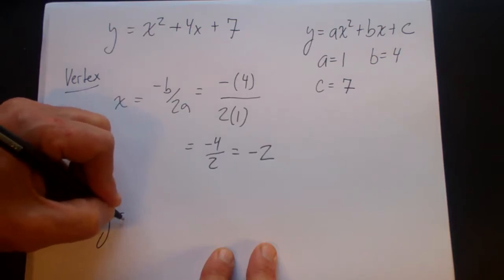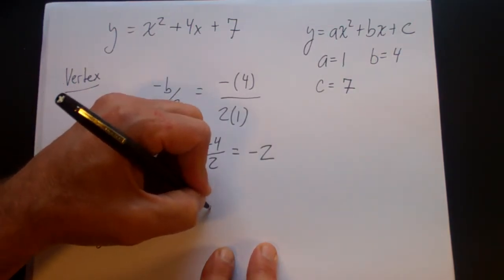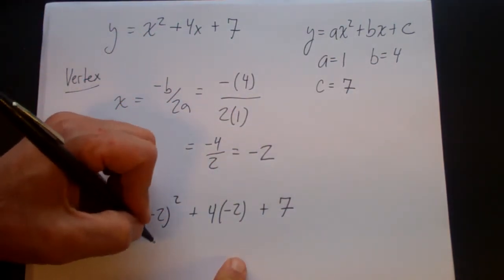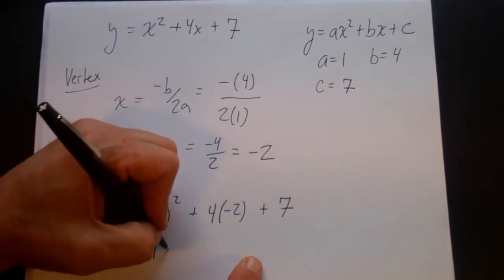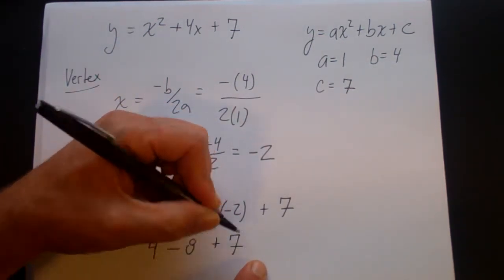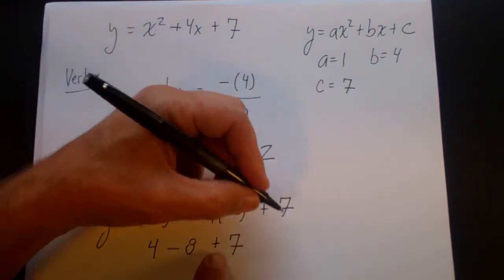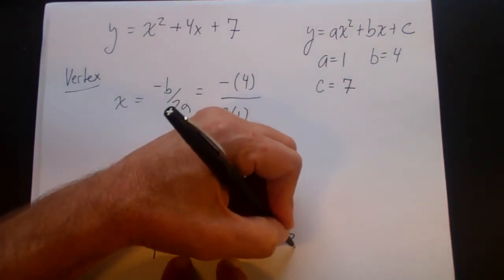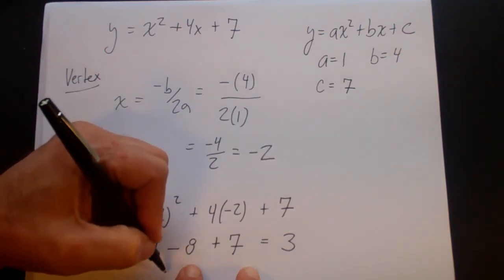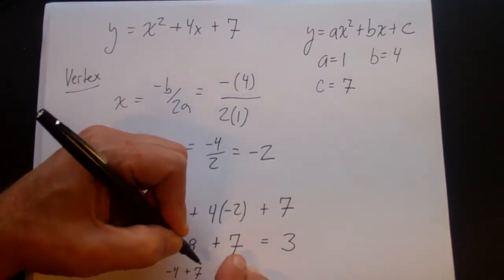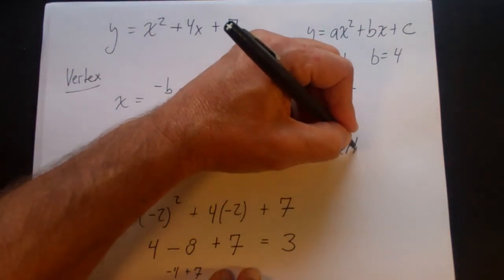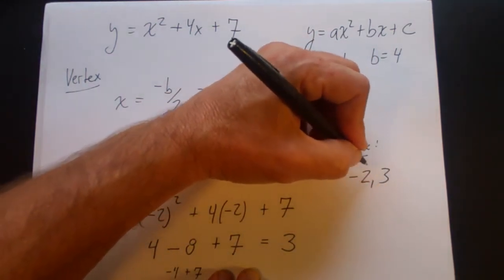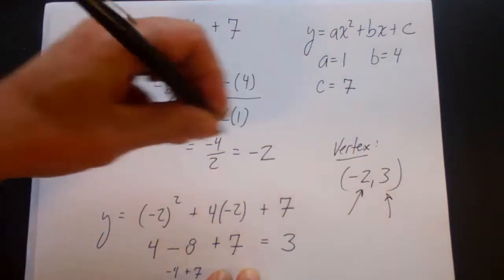To find y, you take the x value of the vertex and you plug it into the original problem. So you'll have y is equal to negative 2 squared plus 4 times a negative 2 plus 7. And now you just evaluate this. A negative 2 squared is going to be a 4. 4 times negative 2 is a minus 8 plus 7. That's 4 minus 8, positive 7 is going to be 3. Let's make sure I did that right. 4 minus 8 is minus 4. A positive 7 will be 3, so that's correct. So the vertex in this case will equal minus 2, 3. This is the x value, and that's the y value.